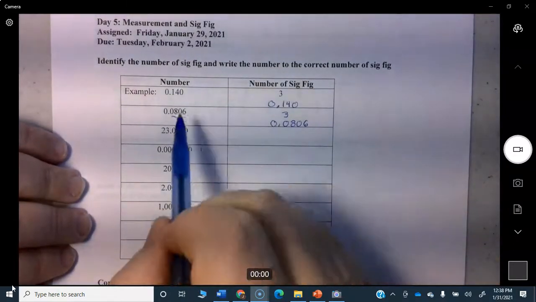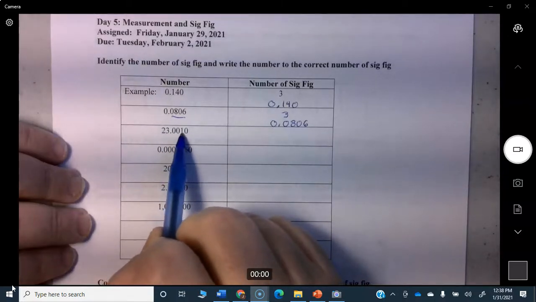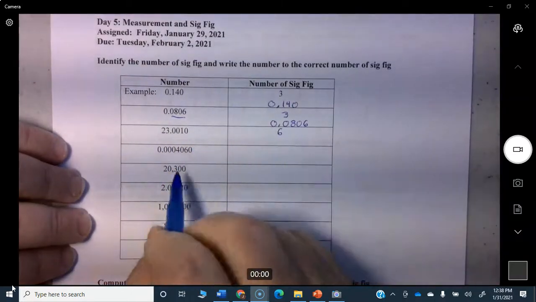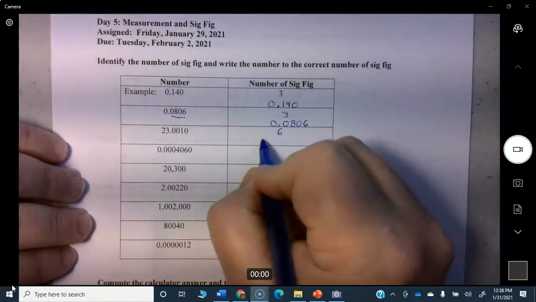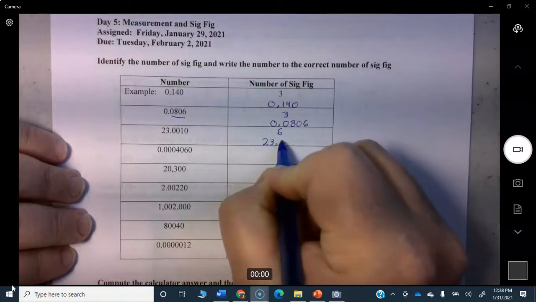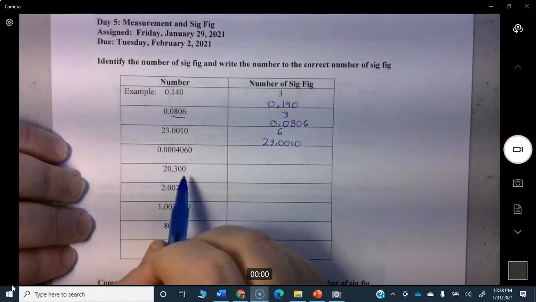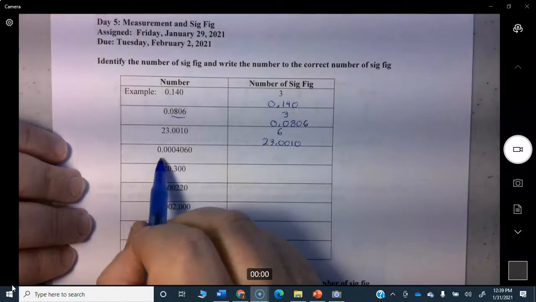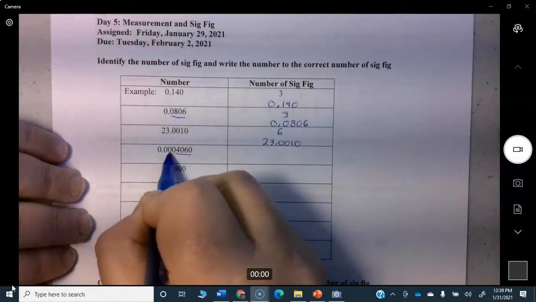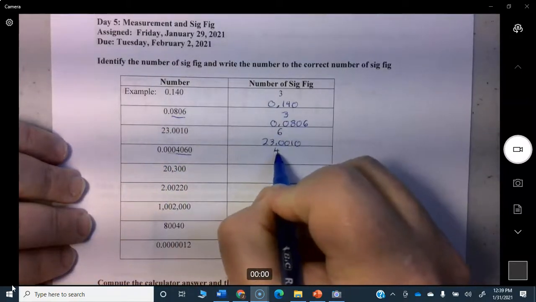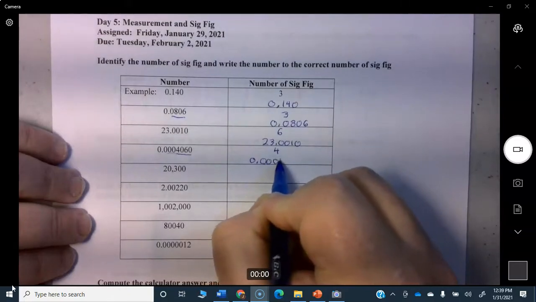All right, this one, 23.0010, has 1, 2, 3, 4, 5, 6. All of them are significant. All the zeros, this one is significant because there's a decimal point. So we're just going to simply write this number out again. All right, this one, it has 1, 2, 3, 4. These are the significant figures. Leading zeros are never significant, so that's 4. And the number to the correct number of significant figures is going to be what you see there.